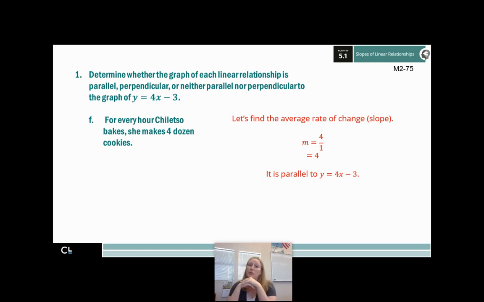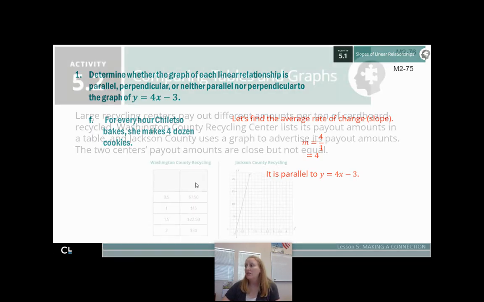If your slopes are negative reciprocals or opposite reciprocals, depending on who you talk to and how they phrase it, then they are perpendicular. Hooray! All right, now let's get down to the nitty gritty and where things get useful.